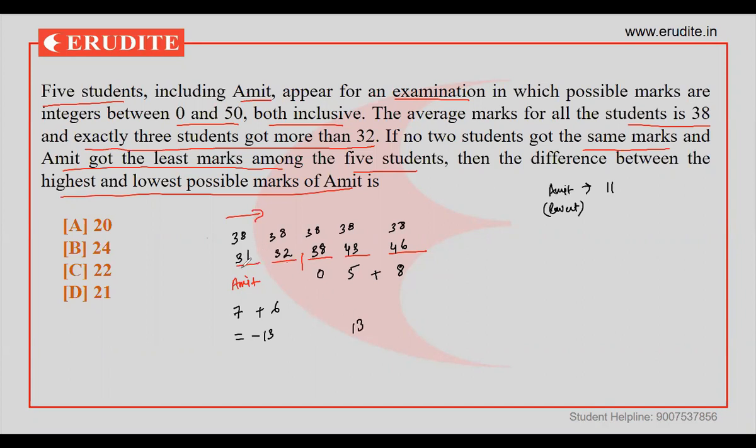So the maximum marks Amit can get is how much? 31. So the difference is how much? 31 minus 11 is how much? 20. So my correct answer is option number A. I hope that it is clear to everyone. Thank you.